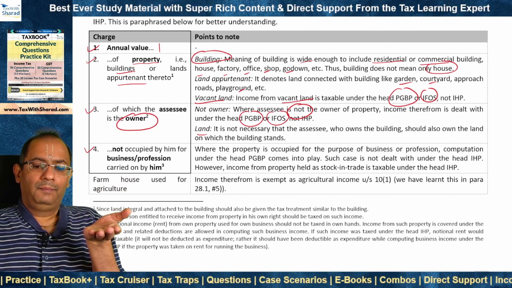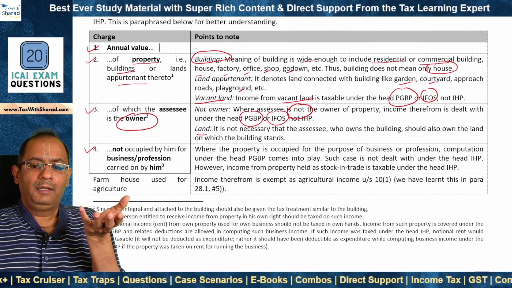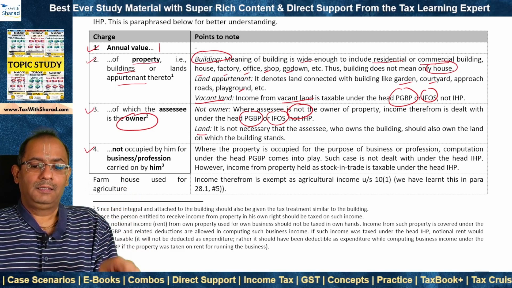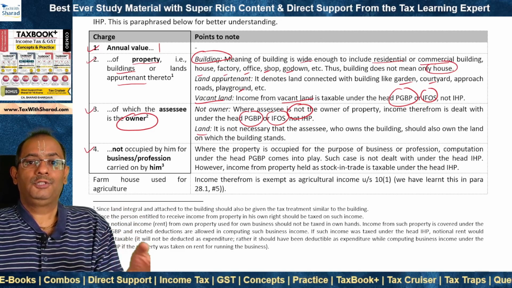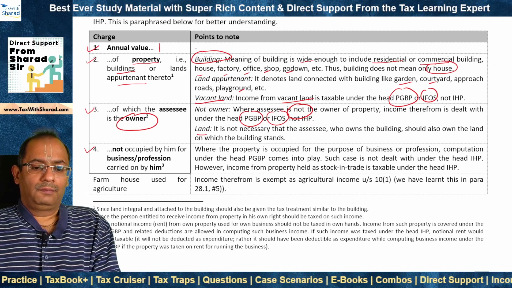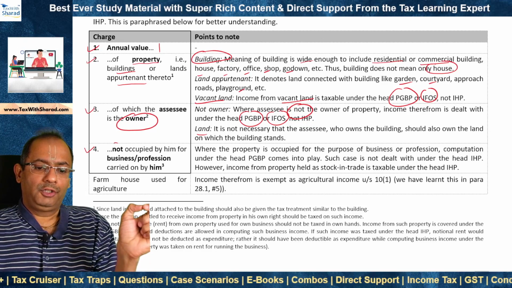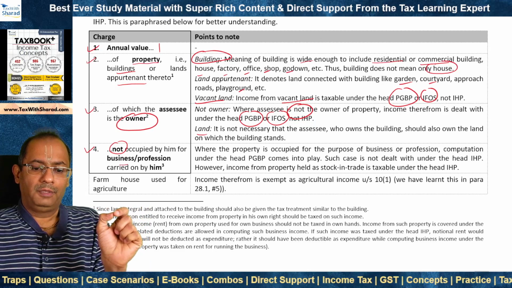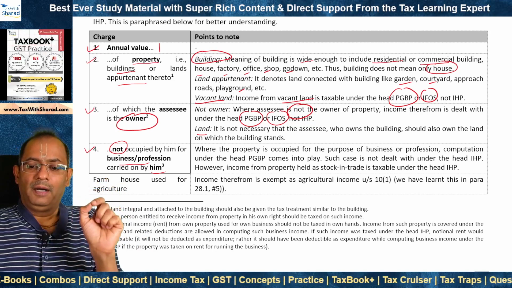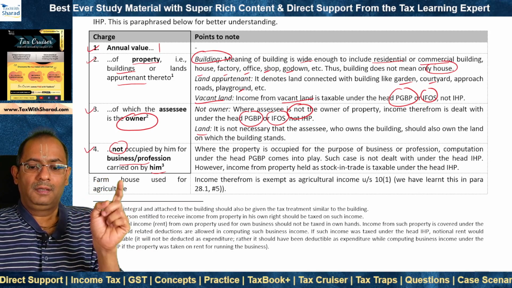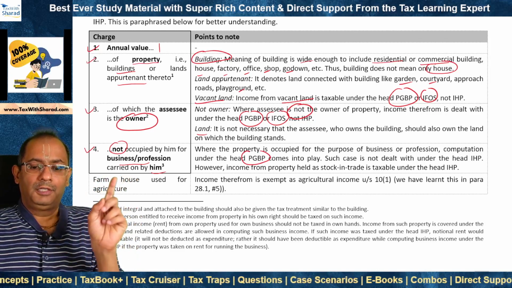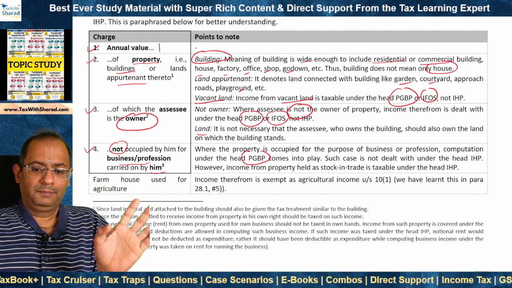Now the building will definitely be standing on land. And while it is necessary that the assessee should own the building, it is not necessary that assessee should also own the land on which the building stands. The important condition for charge under the head IHP is that the property should not be occupied by the assessee for business or profession which is carried on by him. So where the property is occupied by the assessee for his business or profession, computation under the head PGBP comes into play. And annual value of such building is not charged under the head IHP.